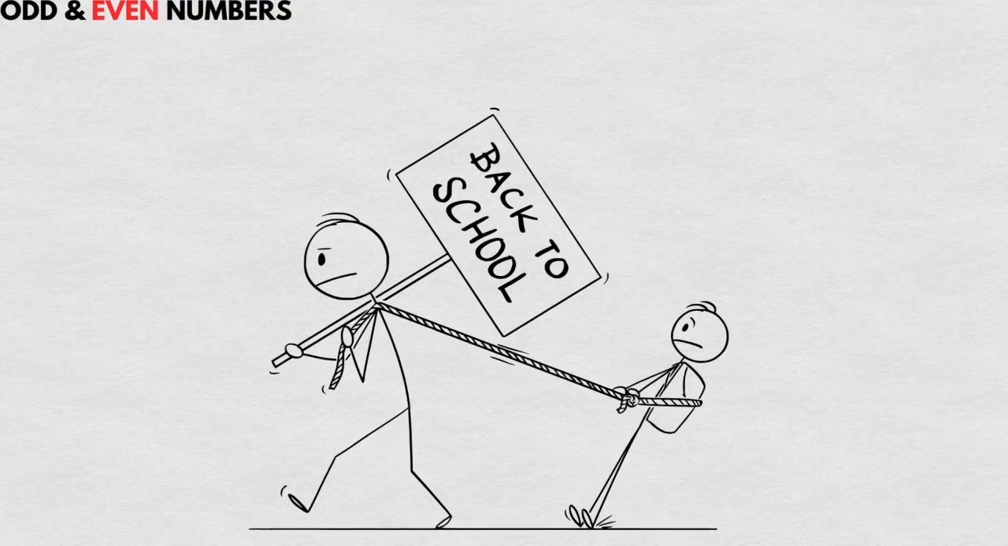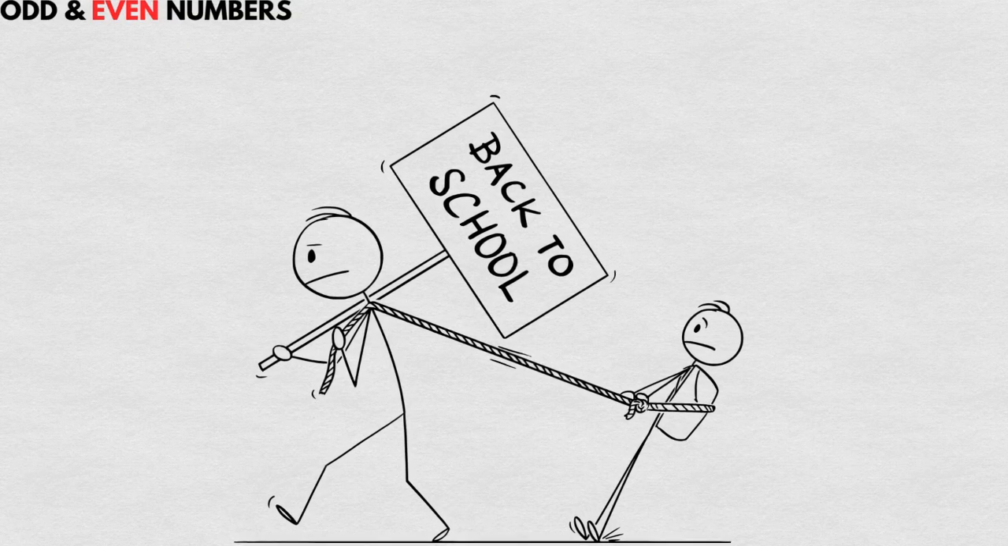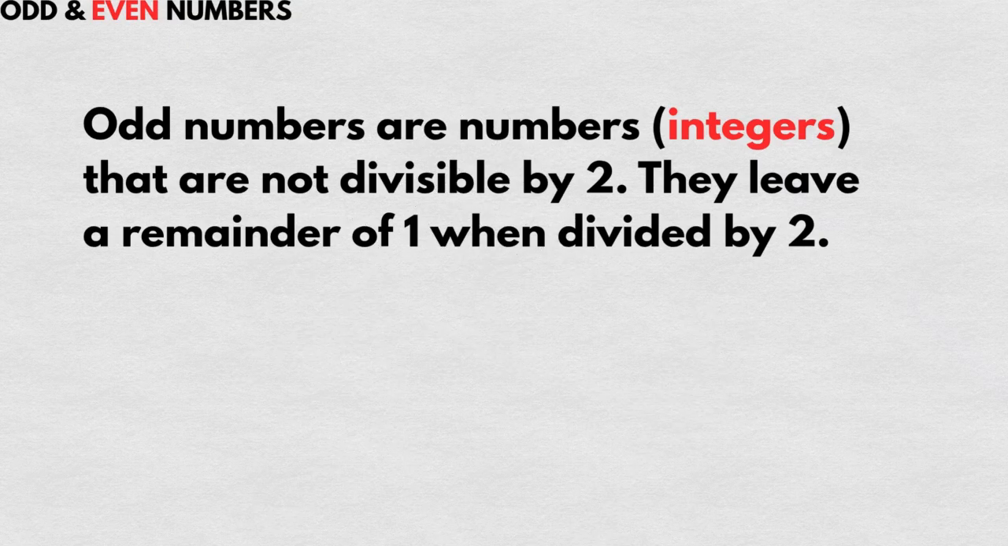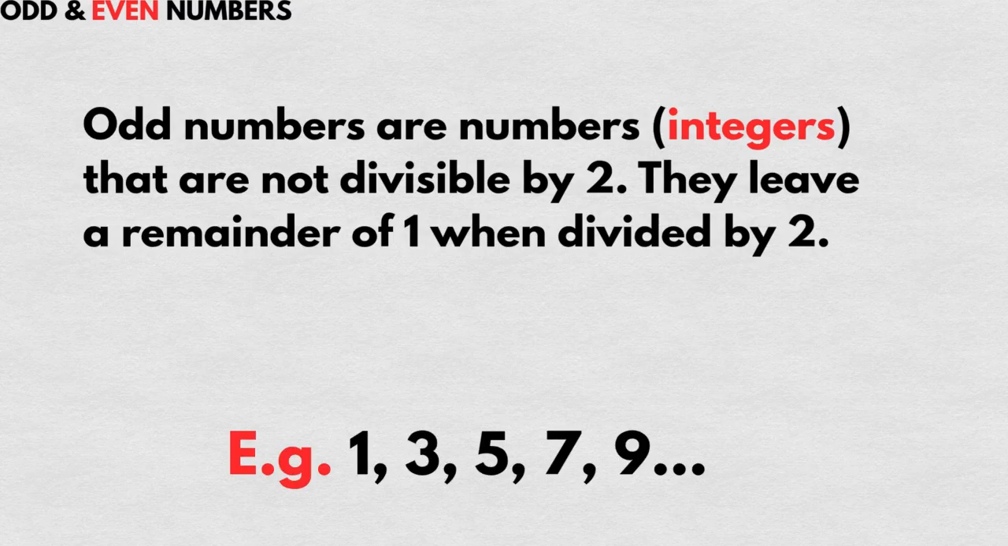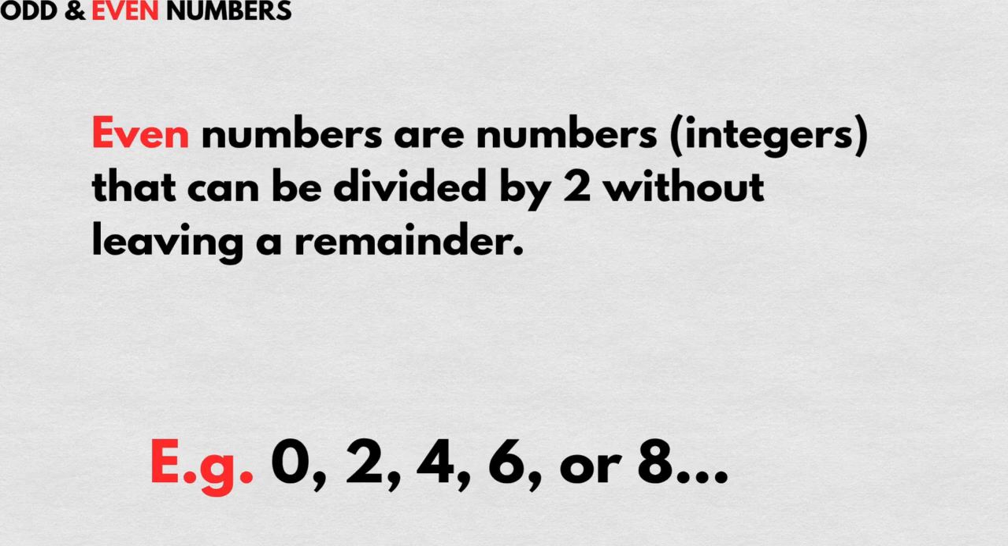This market is going to bring back old memories. Remember from school that odd numbers are numbers that cannot be exactly divisible by 2. Whenever you try to divide them, they always have a remainder of 1. Examples are 1, 3, 5, 7, 9, and so on. Even numbers are numbers that can be divisible by 2 without leaving a remainder. It's important to note that 0 is an even number. So examples are 0, 2, 4, 6, 8.